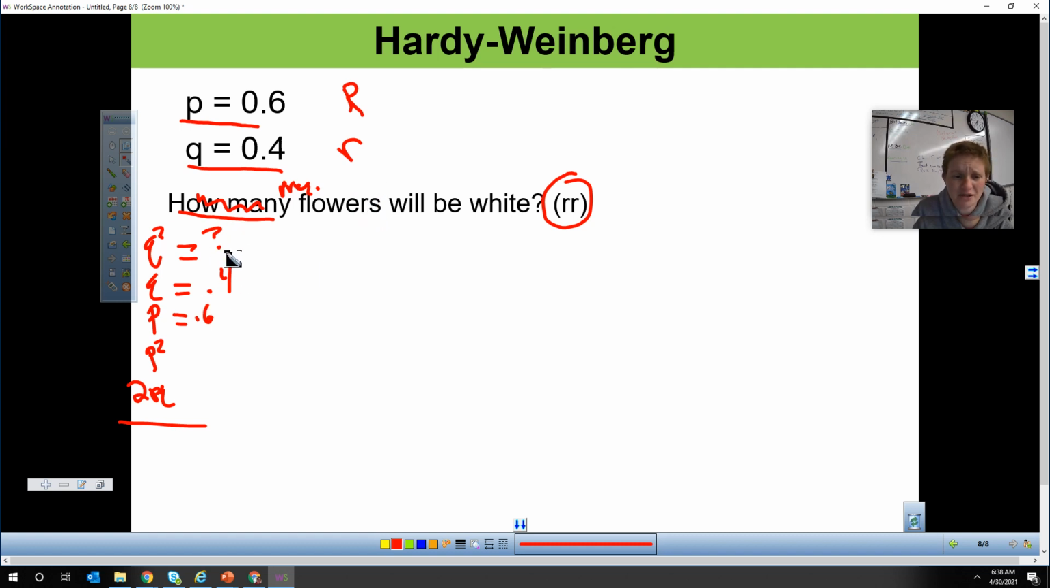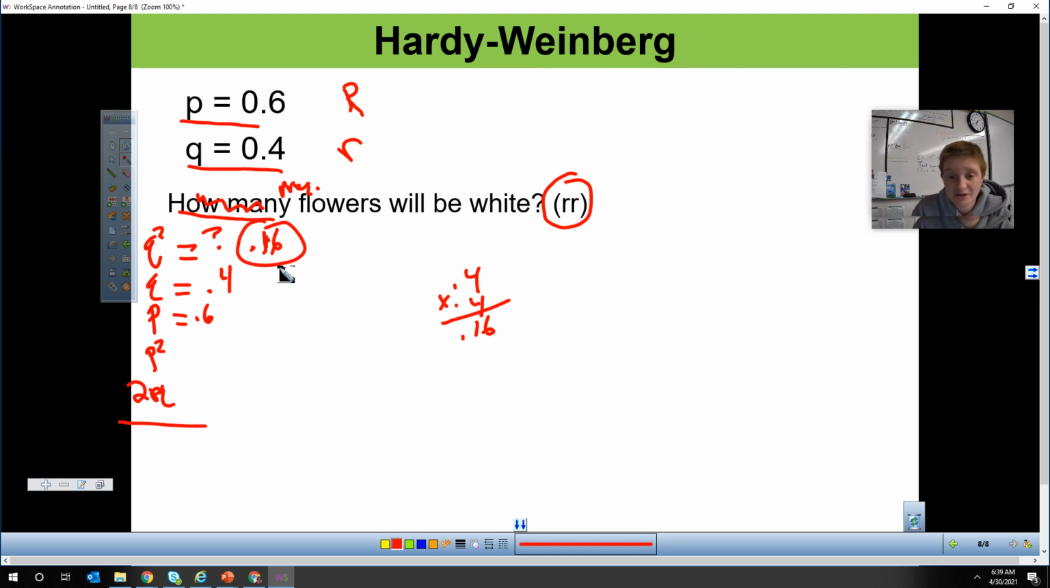So really all we have to do to figure out little r, little r is just square q, right? So 0.4 times 0.4 is going to equal 0.16. You could do it on a calculator if you really need to, but that's 16 and 2 decimals, so it's 0.16, okay?